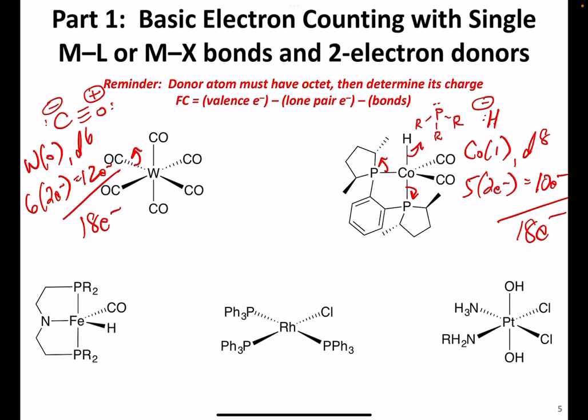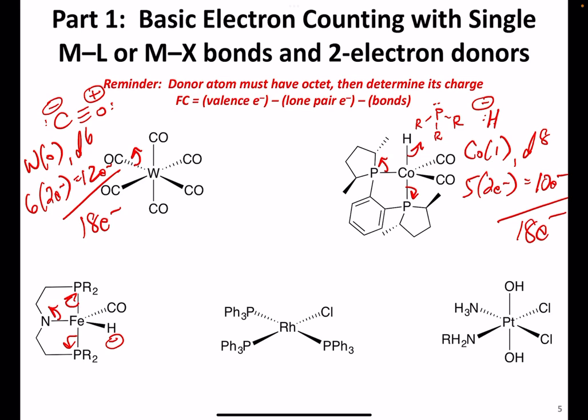All right, let's move to the iron compound on the lower left. Notice if we give the electrons back to the 2 phosphine donors, again, this is a glorified PR3 with a lone pair on phosphorus. Those are neutral 2-electron donors. We know that hydride is an anionic 2-electron donor, and CO is a neutral 2-electron donor.